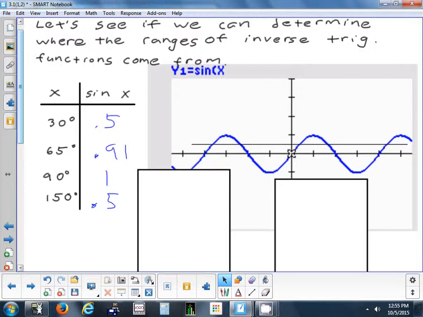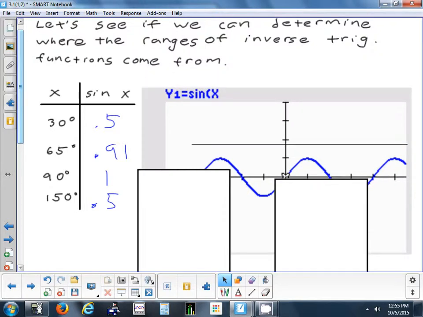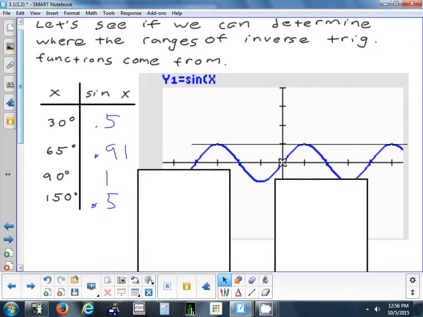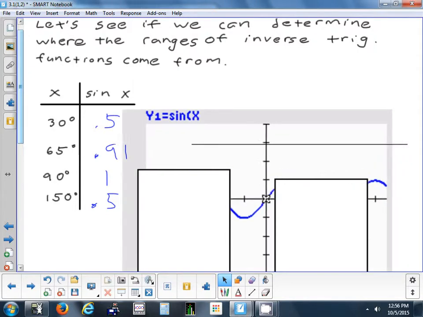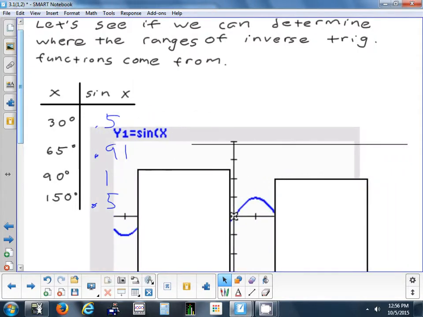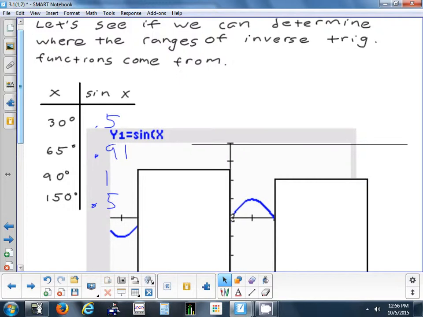Well, we've got to narrow this down so we only get one answer. We want everybody to agree and get the same answer. So what we're going to do is kind of block out part of sine, and just focus on a very small section so that hopefully when I draw a horizontal line, it only hits it once. Okay, let's try it like this. Let's just look at that section.